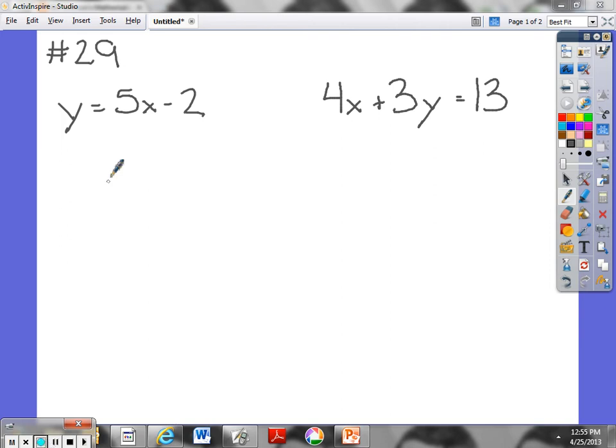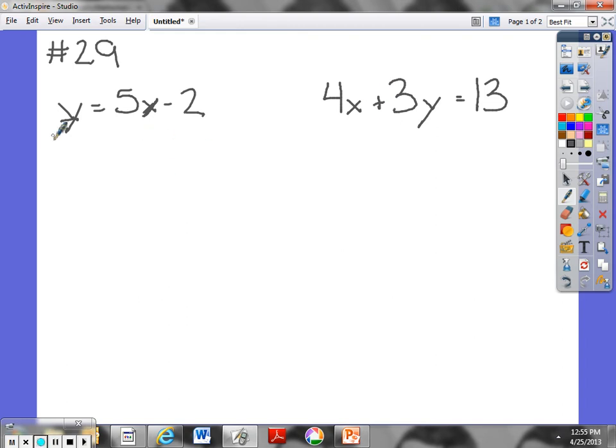So, we have y equals 5x minus 2, and 4x plus 3y equals 13. We are going to solve each system of equations. We're going to try to solve for the x and the y, and in doing this we'll get our ordered pair. I already see that this is y equals, so I want to figure out what y will equal over here.